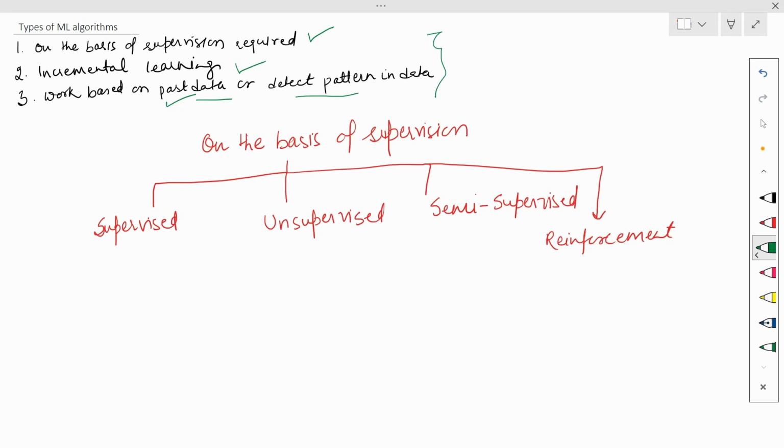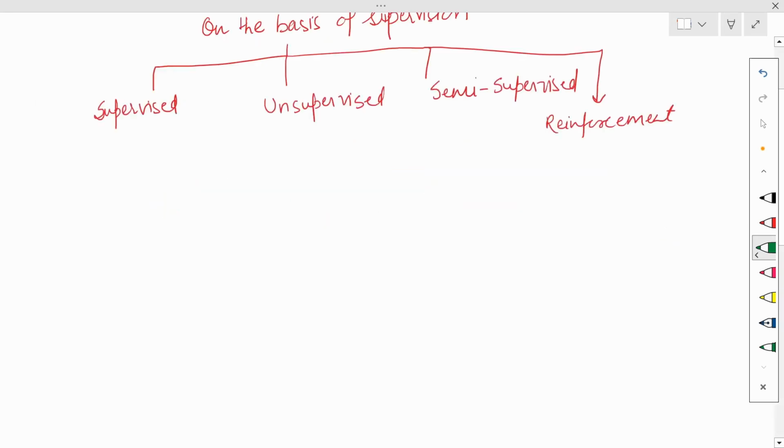In today's video, we will learn about the first category, on the basis of supervision, and how machine learning algorithms are further categorized. On the basis of supervision, there are four major categories: supervised, unsupervised, semi-supervised, and reinforcement learning. The supervised ones are where we have some set of data for which we already know the results. The results are called labels.